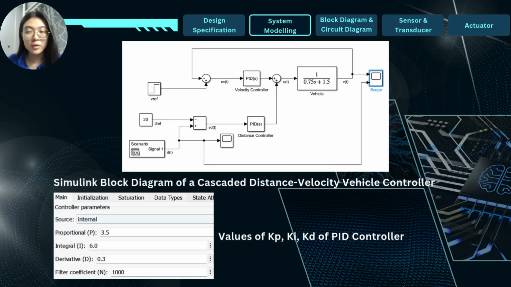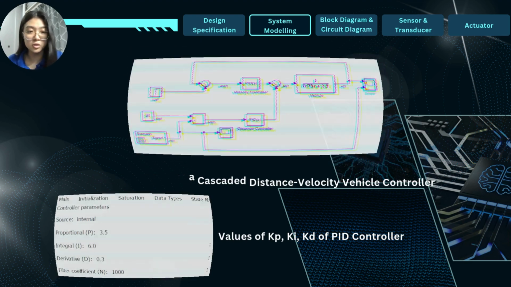Next, we will continue with the Simulink system structure. Here is the Simulink block diagram. The system includes two controllers, which are the distance and velocity PID controllers. Then there is a summation block that combines their outputs. After that, it goes to the vehicle dynamic transfer function based on mass 0.75 and damping 1.5. Lastly, there is a feedback loop that uses actual distance and speed to adjust control. And the diagram below here shows the values of KP, KI, and KD of the PID controllers.